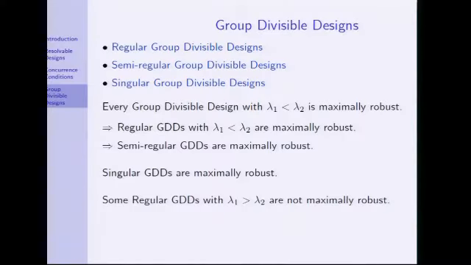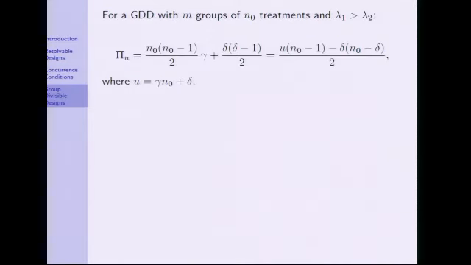What I can't show is that all the regular group divisible designs with lambda 1 greater than lambda 2 are maximum robust, because they're not. Some of them aren't. What we can do is show that for group divisible designs with m groups of n0 treatments and lambda 1 greater than lambda 2, the particular form of pi u is this.